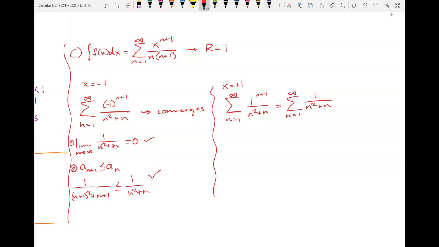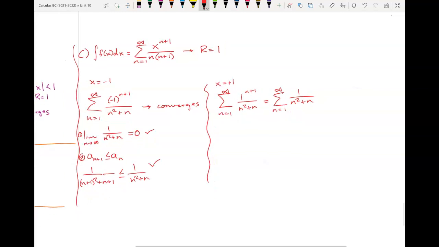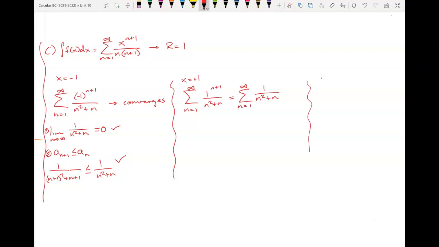Well, maybe we can use our limit comparison test. And so I'm going to go ahead and compare it to just 1 over n squared, my comparable series. Because I know that this is a convergent p series where p is equal to 2, which is greater than 1, so this converges.